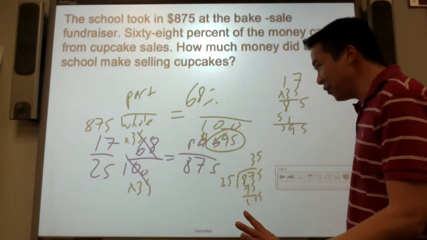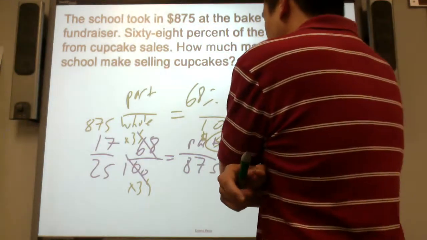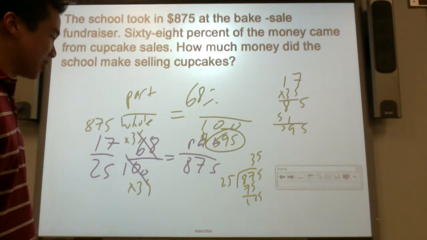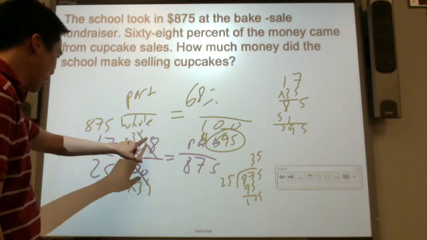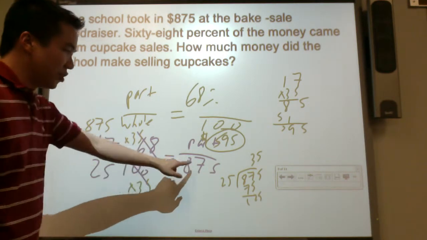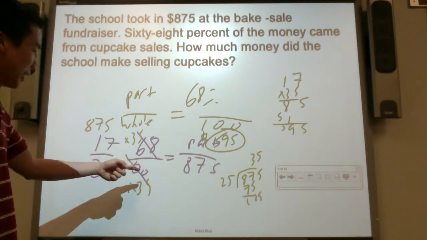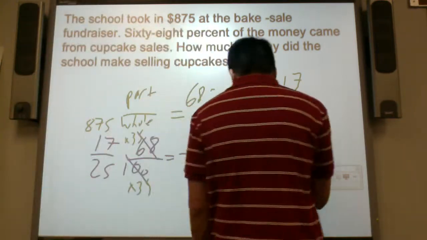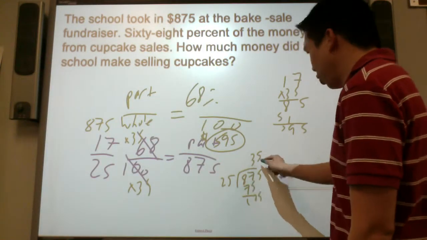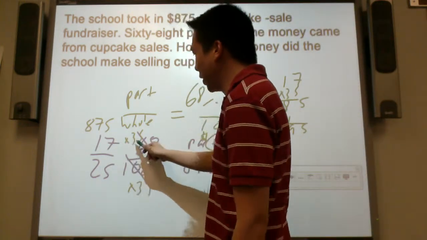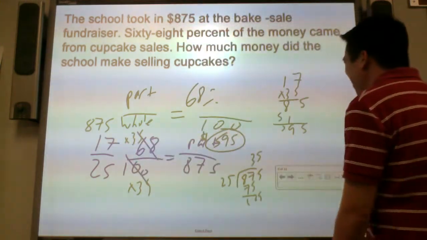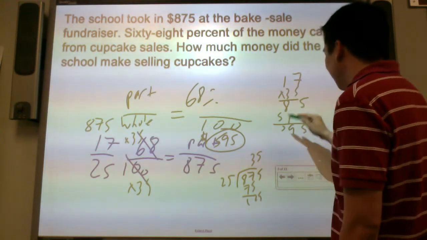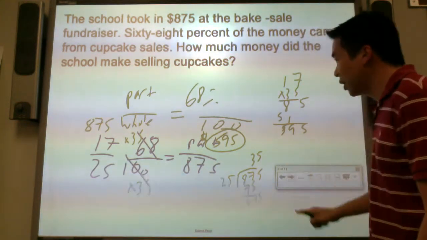Let's just make sure I did the math correctly, because sometimes I do rush this. Can 6,800 go into, build up to 875? It cannot. So that's why I broke it down. I simplified it to 34 over 50. Can 50 go into this? No. That's why I had to break it down and get to 17 over 25. How many groups of 25 go into 875? It goes in 35 times. So now I build it up by multiplying both numbers by 25. 17 times 35 is 595. $595 is the answer. Next one.